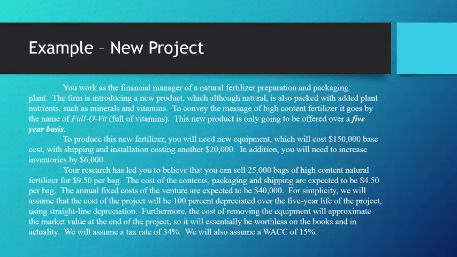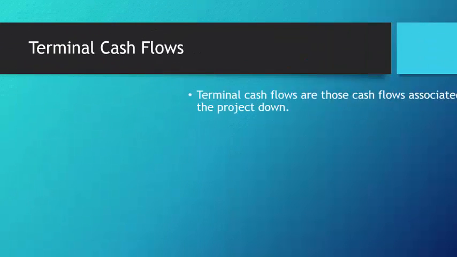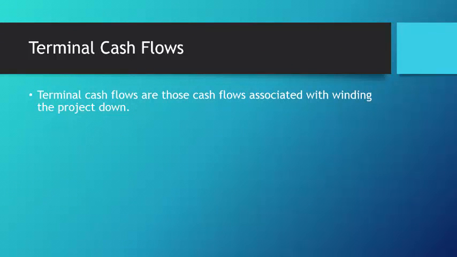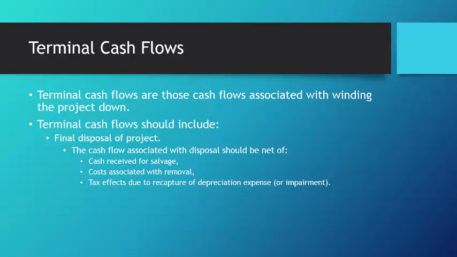So, is there any terminal cash flows? Let's look at my little cheat sheets on what should be in terminal cash flows. Terminal cash flows are those cash flows associated with winding the project down. Terminal cash flows should include final disposal of the project, so we're getting rid of the equipment, salvaging it, removing it, and any tax effects. And we figured that those were all zeros. We're going to get nothing for it after removal, and therefore the tax effect is also going to be 0. So, bully for us.